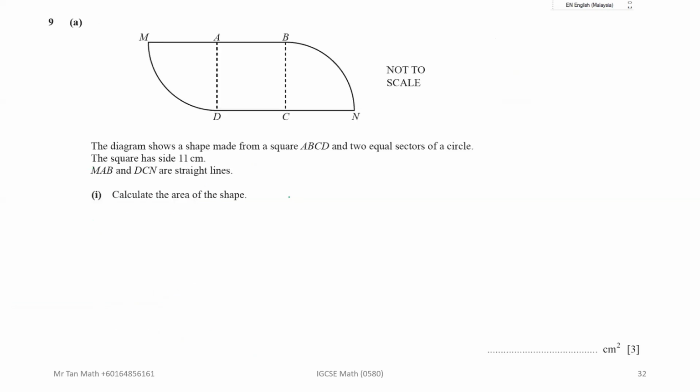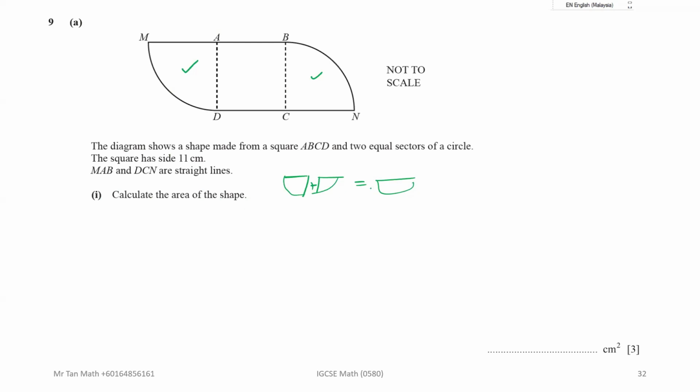Number 9. The diagram shows a shape made from a square ABCD and 2 equal sectors of a circle. The square has side 11 cm. MAB and DCN are straight lines. Calculate the area of the shape. So the area of the shape is the square plus the 2 equal sectors.